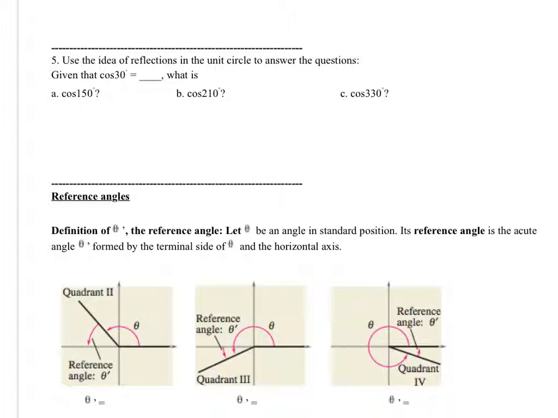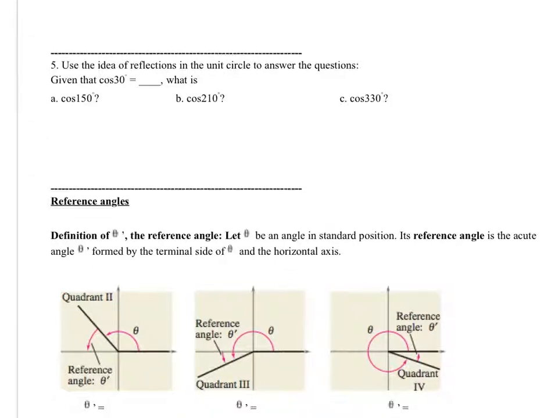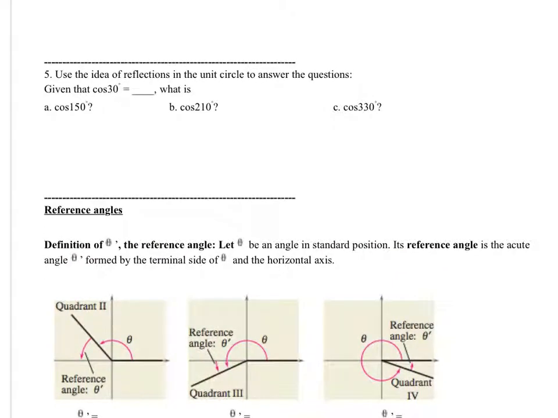Now we're going to think about how to solve problems using reference angles. Given that we know cosine of 30, what is the cosine of 30? Based on the unit circle, hopefully you remember, it is the square root of 3 over 2. And so what would cosine of 150 be?